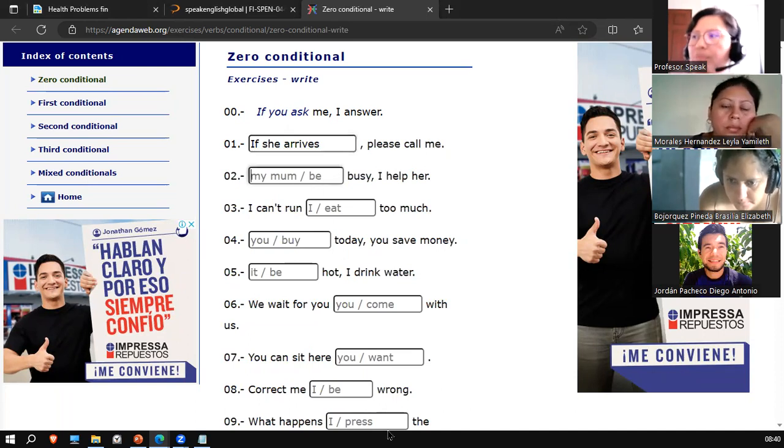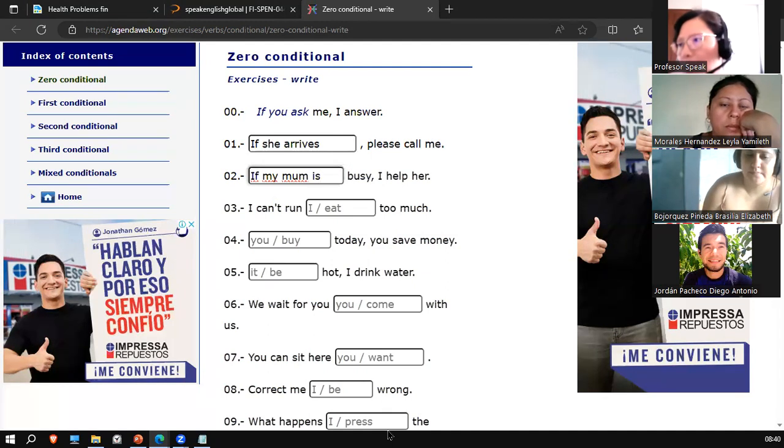Number 2. If my mom. Ay, no, espérenme, quiero ver. Sí, es que es inglés británico. If my mom, porque por eso es M-O-M. If my mom... ¿Cuál es la conjugación del verbo to be para mamá? Is. Muy bien. If my mom is busy, I help her, right? I can't run.